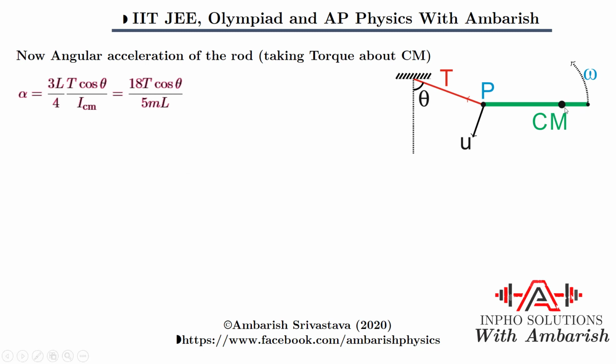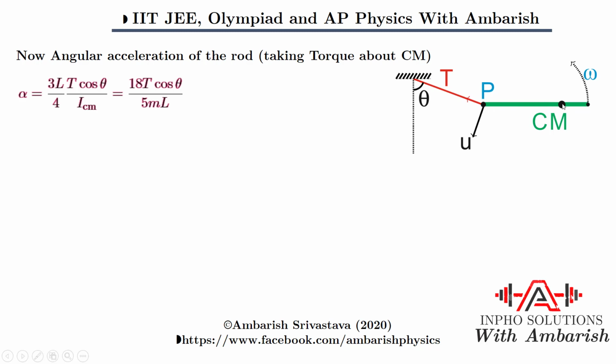So if you take the torque about the center of mass, you know that the external torque is of the tension. So we can take the force perpendicular times distance. Perpendicular force becomes T cos theta. The component of tension perpendicular to the rod is T cos theta, and this distance is 3L by 4. So your torque becomes T cos theta into 3L by 4.